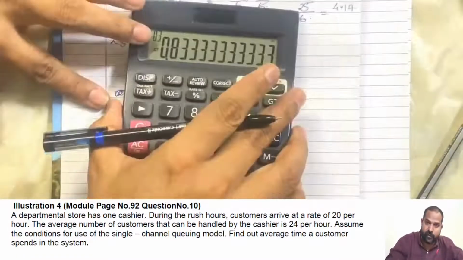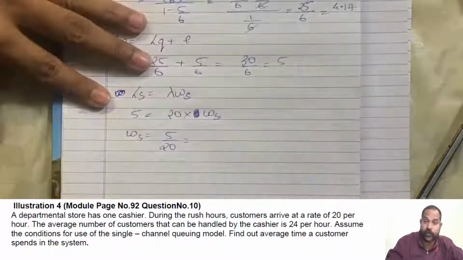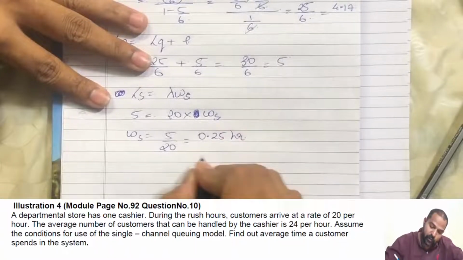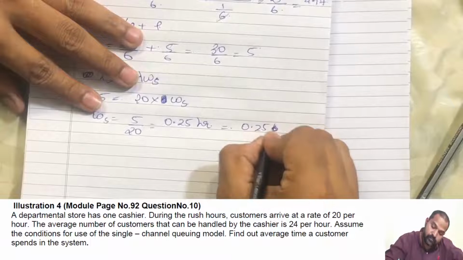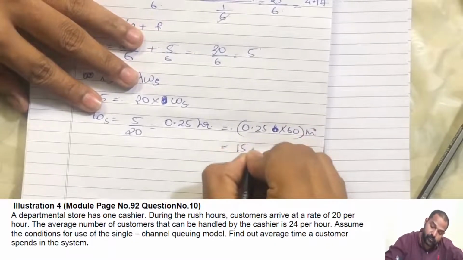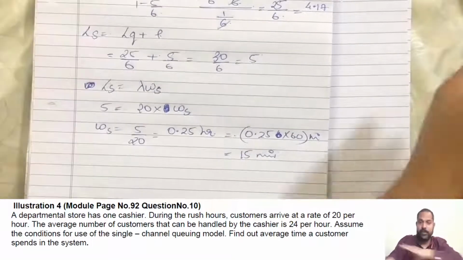What is 5 divided by 20? Well, 5 divided by 20 is 0.25, or quarter of an hour, and quarter of an hour is nothing else but 15 minutes. So if you want waiting in the system, the answer is 15 minutes.